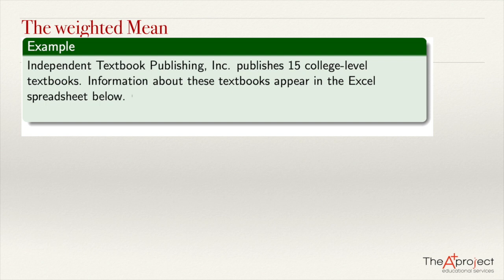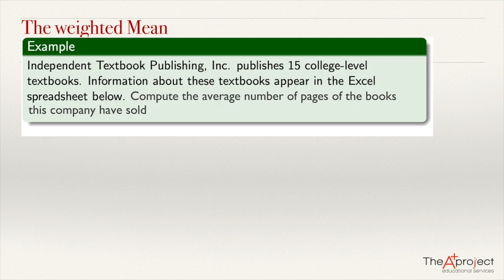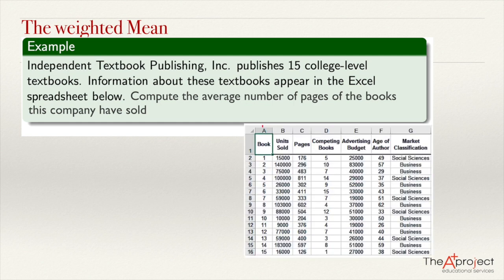This question is related again to the Excel spreadsheet that I have shown you before in other videos. In this, we are going to compute the average number of pages of the books this company has sold. So if we are going to solve this problem, we are going to find the mean of the pages. And I noticed that the first book has 176 pages. The second one has 296 pages, etc.